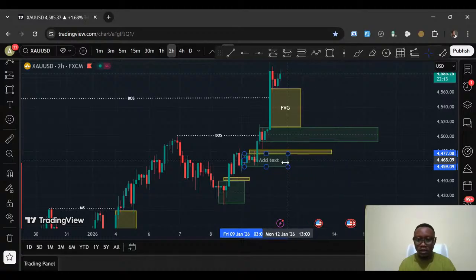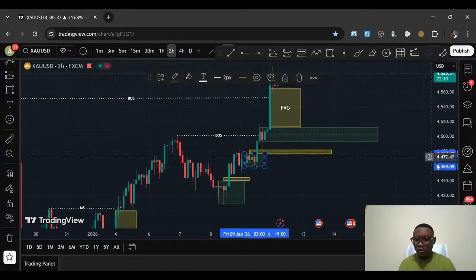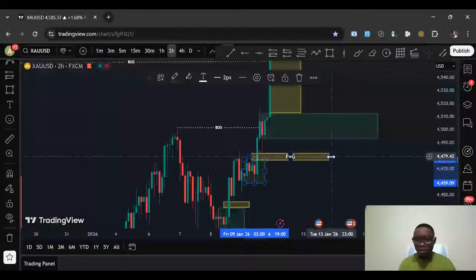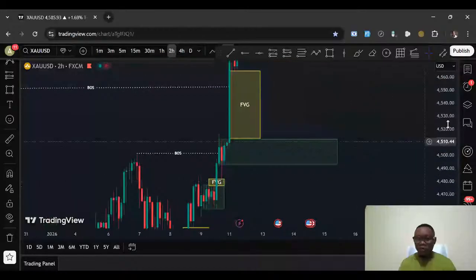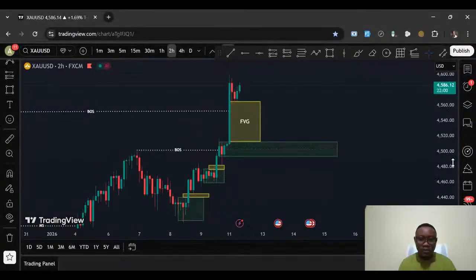Let's keep this guy here. Very much interested in the recent zones only. All right. Okay, now on the 2H time frame, where is our order block zone?